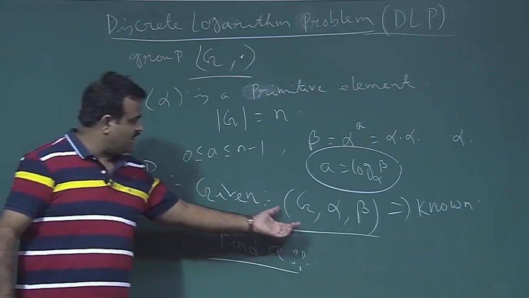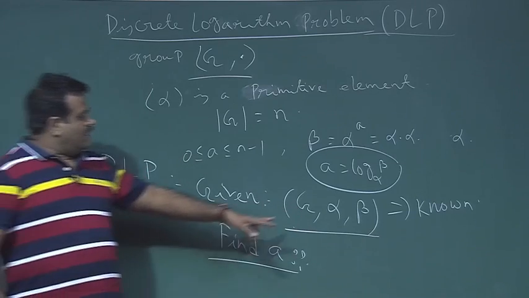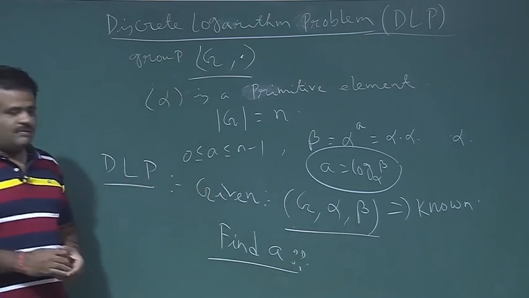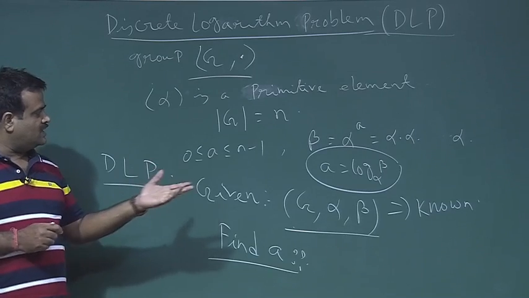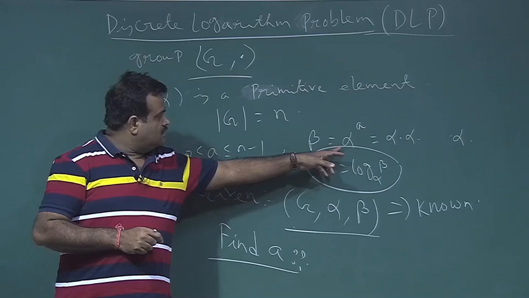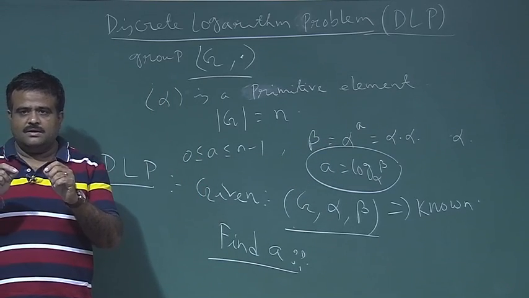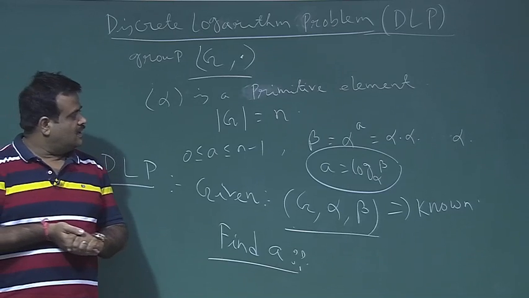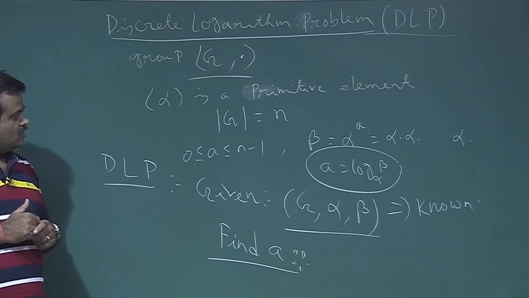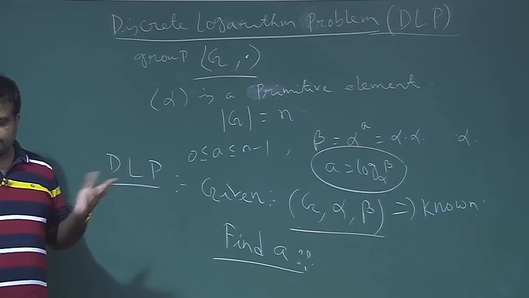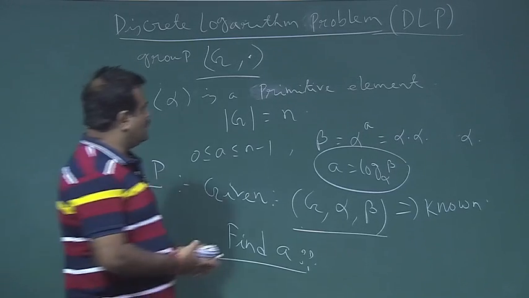Given the instance, G is the group, which must be known, alpha is the generator or primitive element of the group, and beta is alpha to the power a. Given the value of beta, we need to calculate a. That is the discrete log problem. Based on this discrete log problem, we know the Elgamal crypto system.